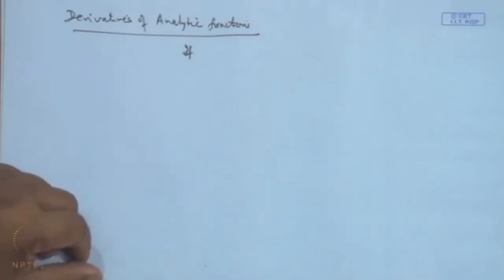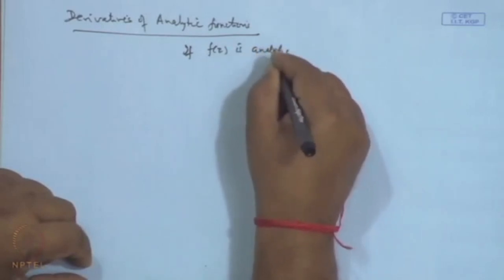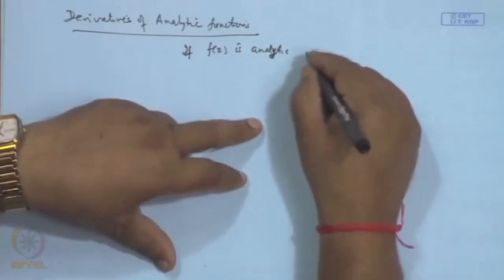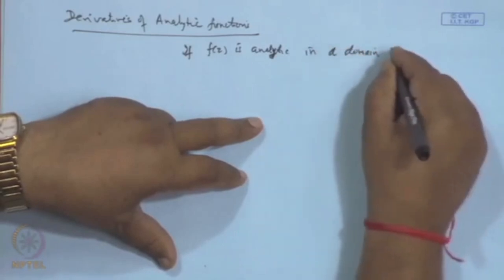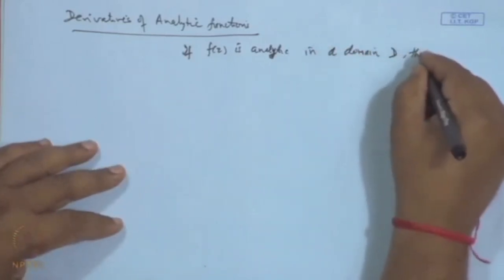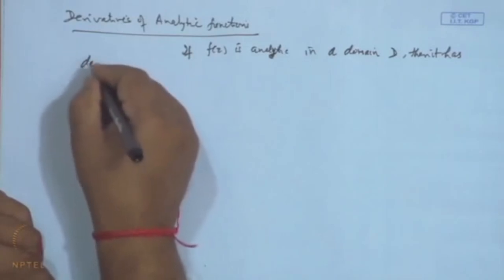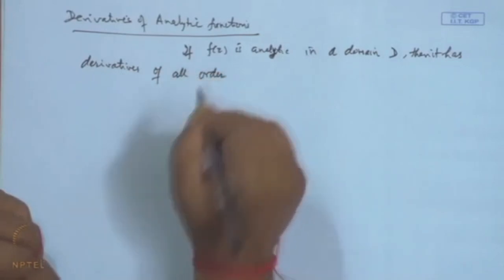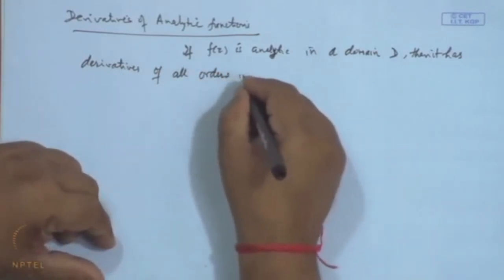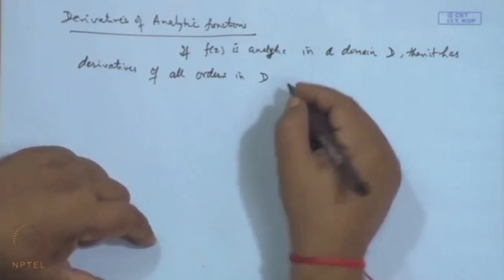This result says if f z is analytic in a domain D, then it has derivatives of all orders in D, which are then also analytic.